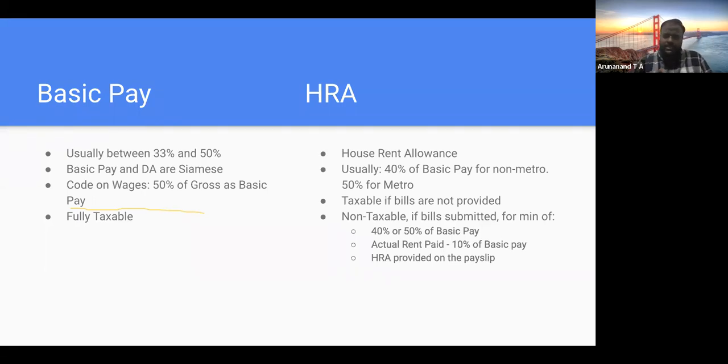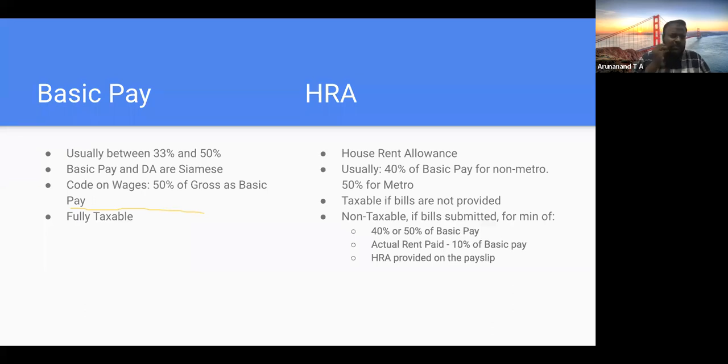So the Code on Wages says that basic pay and DA. I'll talk about DA later. Ideally, okay, this is not exactly how it is written in the act. This is an interpretation of the act. So it is suggested that you keep the basic pay as 50% of the gross. I'm not going into the larger details of why it is 50%, but this is the interpretation of the act, and this is the suggested method. So as of now, it is between 33% and 50%. You can keep it the way you want, but what is recommended from now onwards is to keep it at 50% of the gross pay.